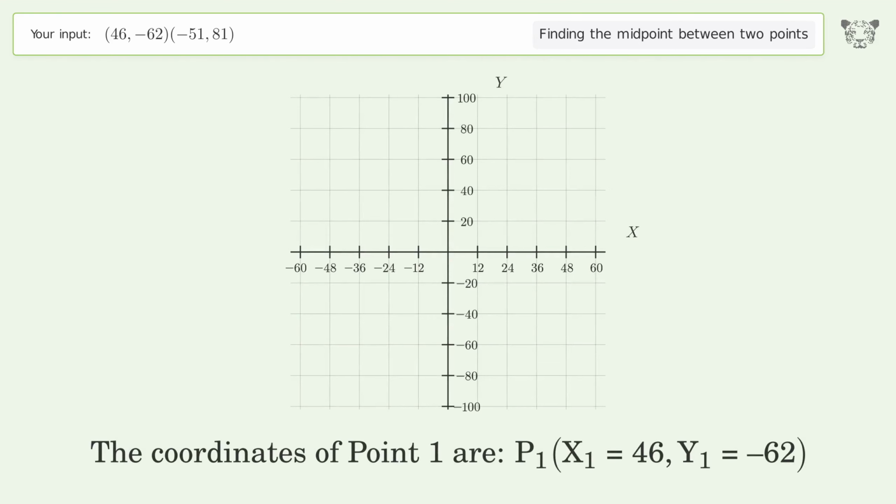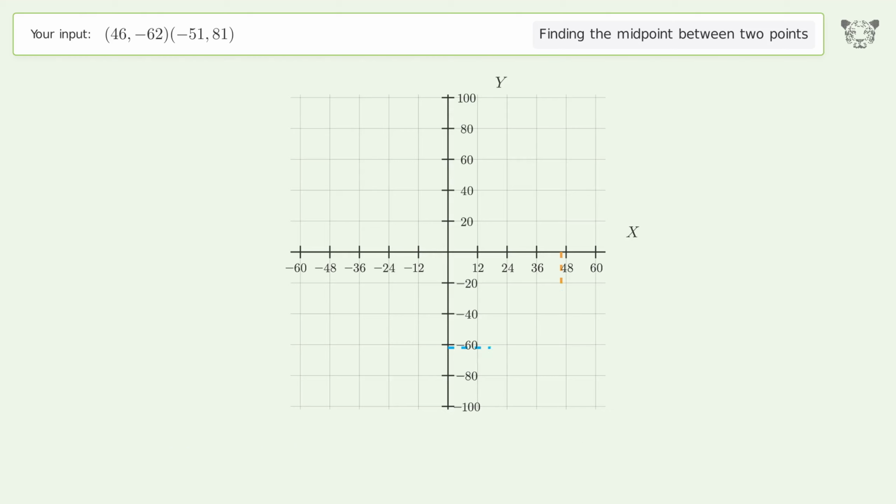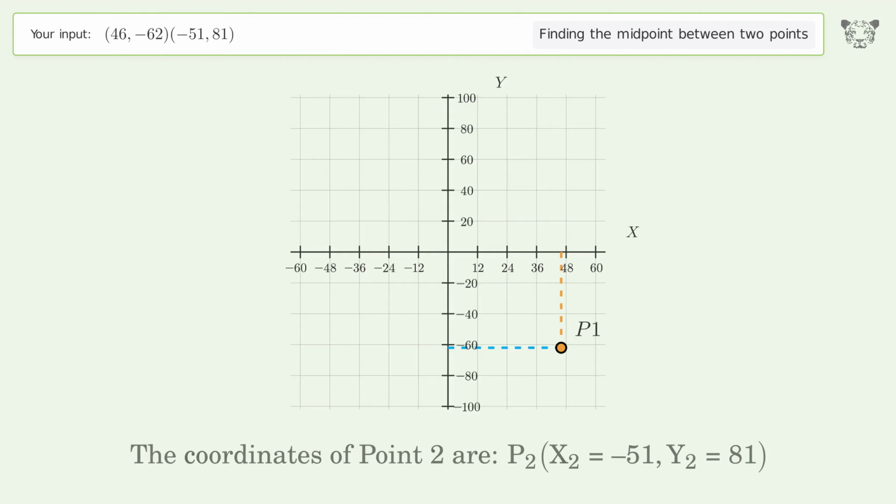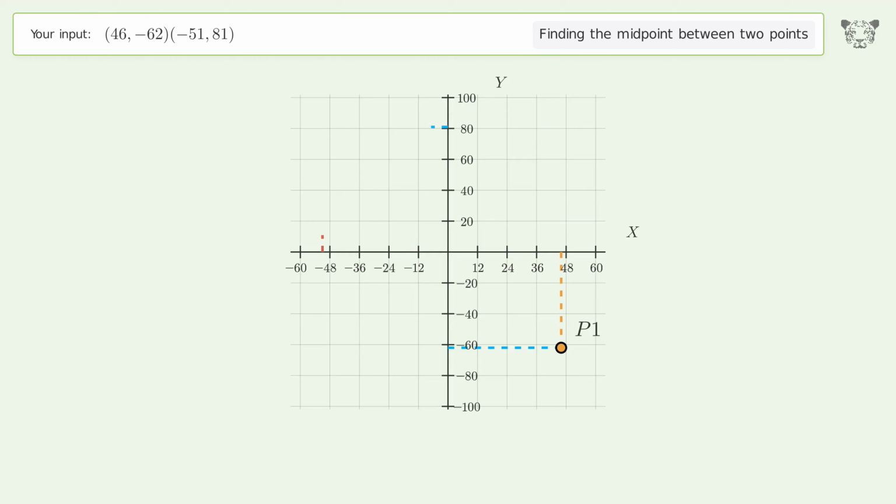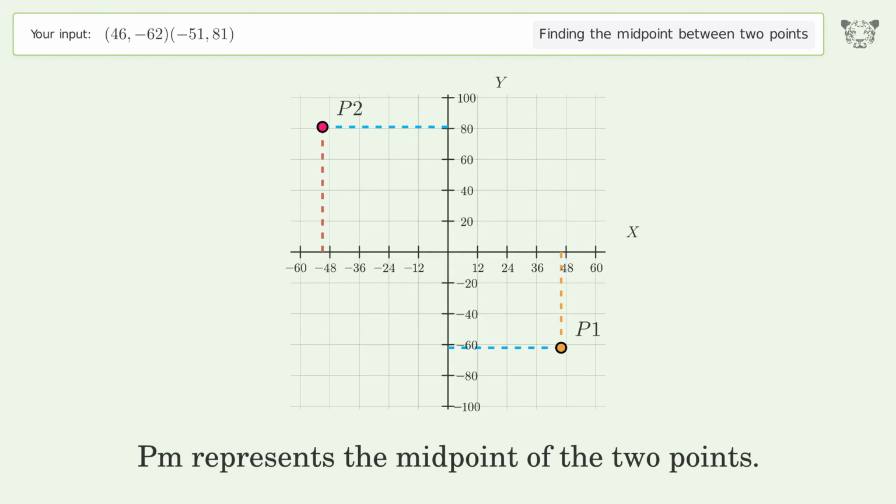The coordinates of point 1 are x1 equals 46, y1 equals negative 62. The coordinates of point 2 are x2 equals negative 51, y2 equals 81. PM represents the midpoint of the 2 points.